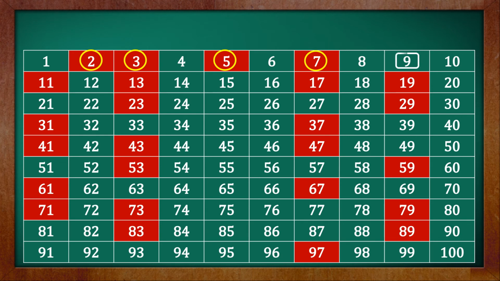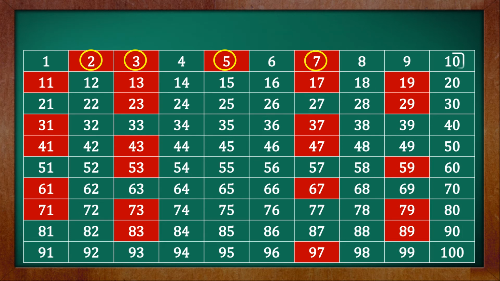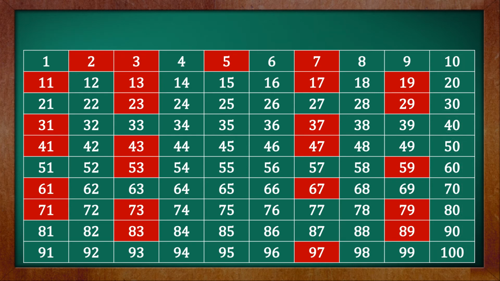Similarly, the number 9 and all the multiples of 9 are composite numbers, and 10 and all the multiples of 10 are composite numbers. Finally, we have crossed out all the composite numbers between 1 to 100, and we are left with only the prime numbers in the table.